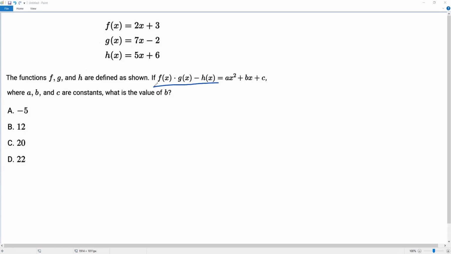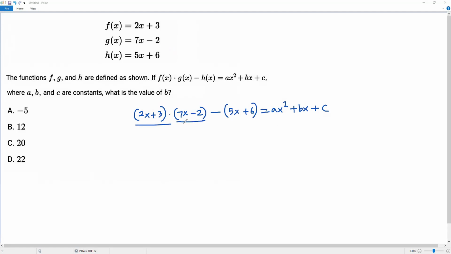Okay, now let's take this equation. In this equation, for f of x, this is what we have, and for g of x, we have this over here. And for h of x, we have 5x plus 6. Let me plug in these expressions for f of x, g of x, and h of x into this equation. Then we have 2x plus 3 times 7x minus 2, minus h of x, which is 5x plus 6, equals ax squared plus bx plus c.